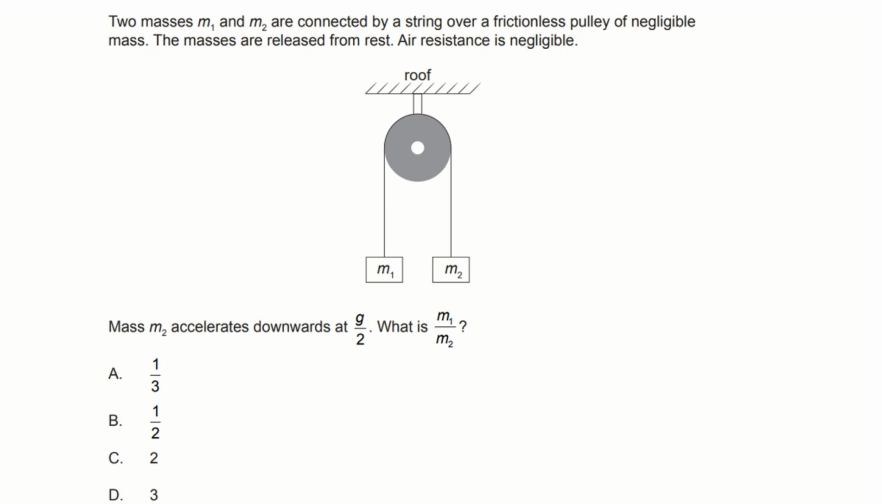Okay, here we have a question about a pulley. I'm going to confess at this stage I think I've gone a bit overboard. Again, not for the first time in this particular paper, I will admit. We're asked to find the ratio of two masses, m1 and m2, and we know that mass 2 accelerates downwards at a rate of g over 2.